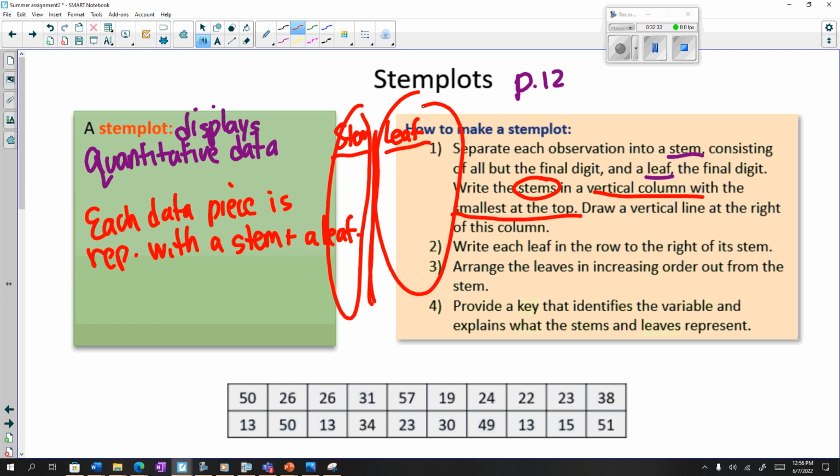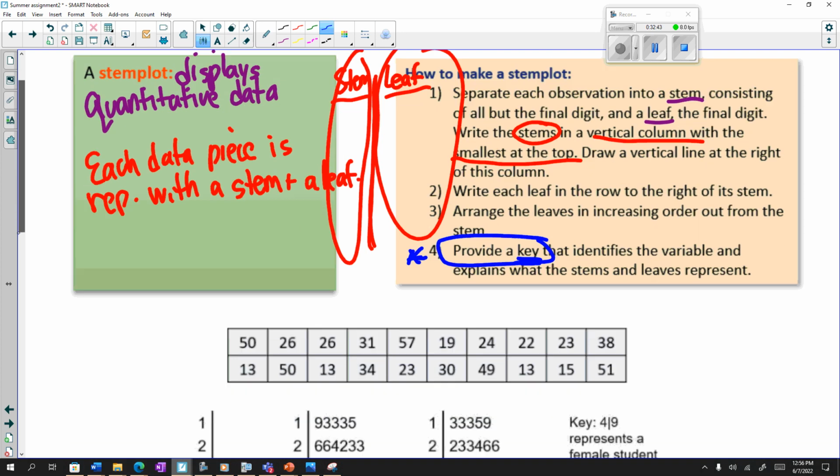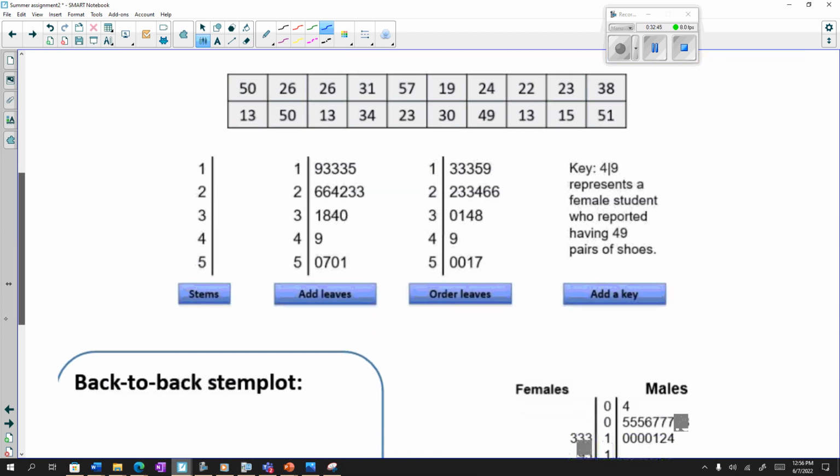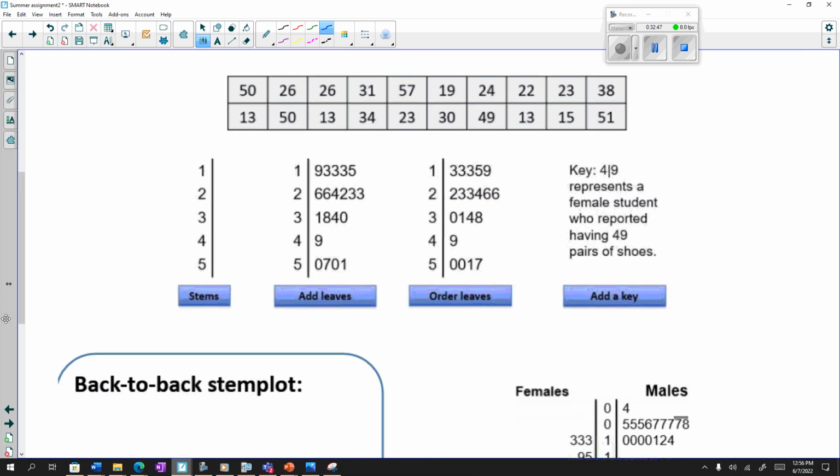And then at the end, super important, you want to provide a key. I'm going to put a star on number 4 because the key is going to tell us how to read the stem and leaf plot. All right, so here's a set of data. You see the set of data is 2, 4, 6, 8, 10, 12, 14, 16, 18, about 20 pieces of data. These data are sorted now from lowest to highest. You could actually sort them as you go, listing them from low to high.